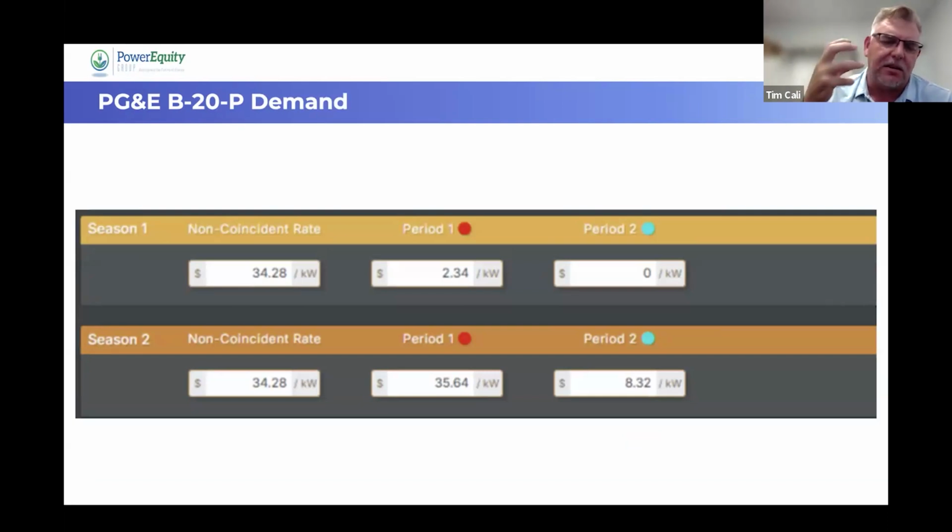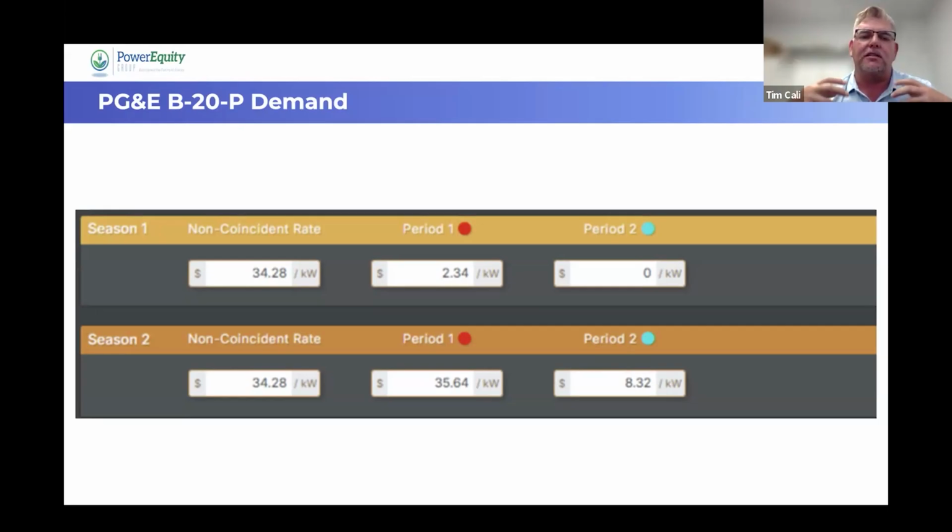So now let's try to understand the demand charge. First of all, big demand charge, $34, for non-coincidental demand. That's any time of the month. That's your highest interval. It doesn't matter what time, what period, whatever. $34. So we've got $34 times 1,700. That's a pretty big demand charge. And then we've got an additional demand charge for peak. Peak period, another $35 if you're in peak in the summer, peak in the winter $2, and then your off peak, $8 and 0 in the winter.